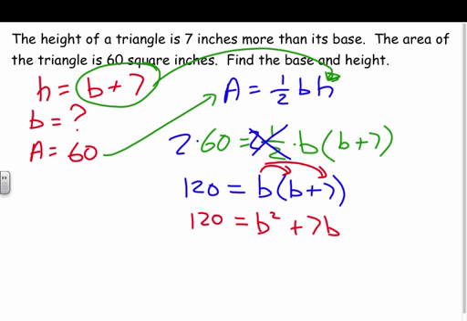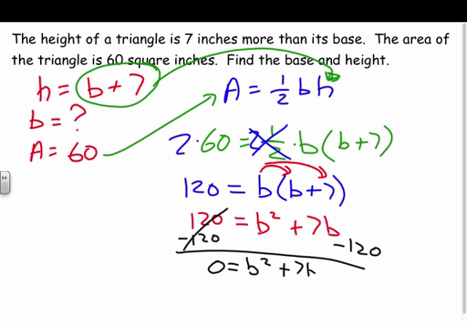And if we take a look, since I have a b squared, I have a quadratic, so we want to get this guy equal to 0. So I'm going to subtract the 120 over, subtract the 120. And we're left with 0 equals b squared plus 7b minus 120. So I could use the quadratic equation, right, because that works for all quadratics. But since there's no coefficient on the b squared, I'm going to go ahead and see if I can find factors of negative 120, factors of c that add up to b. So factors of negative 120 that add up to 7.